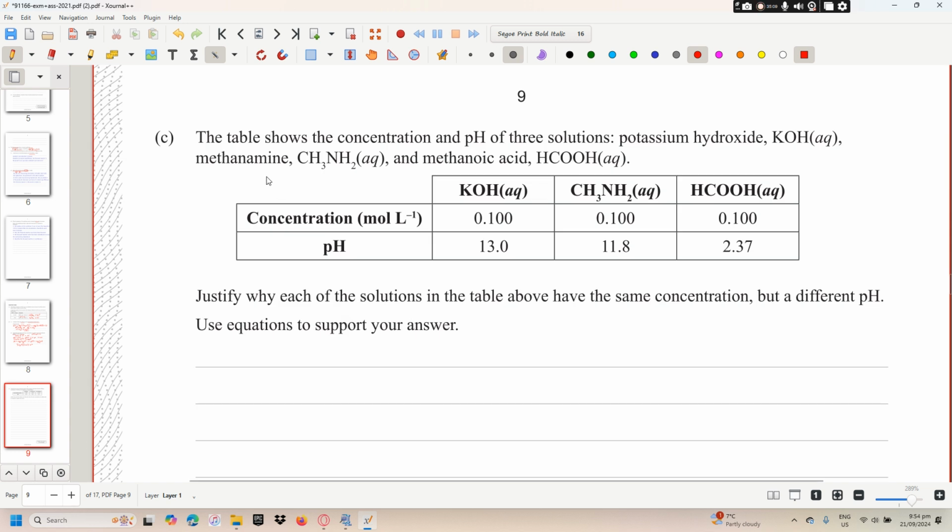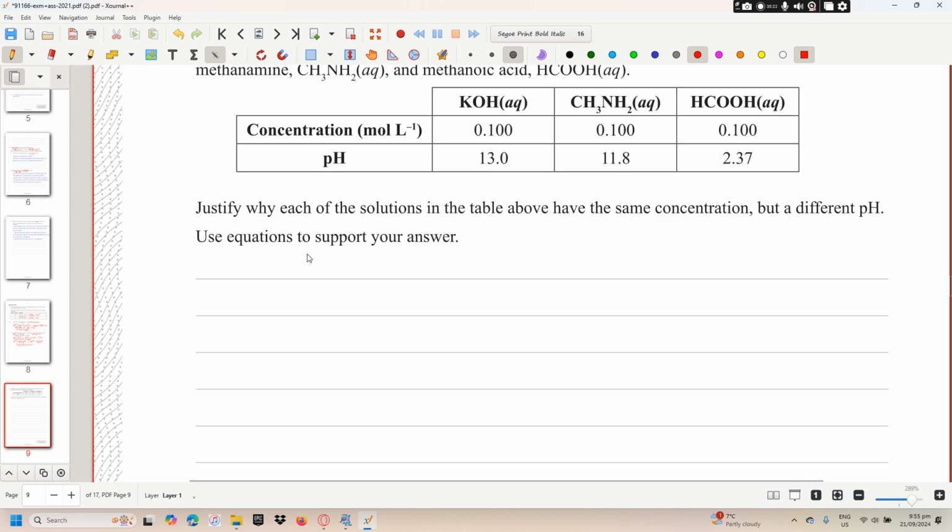Yeah, right? Hydroxide. Same concentration, but different pH. So this is the strong base, strong acid, weak base question. KOH fully dissociates, and there it is. Every single KOH molecule, pretty much, 99.9% of them, go into ions. Just say all of them. All of them dissociate into K plus and OH minus ions.